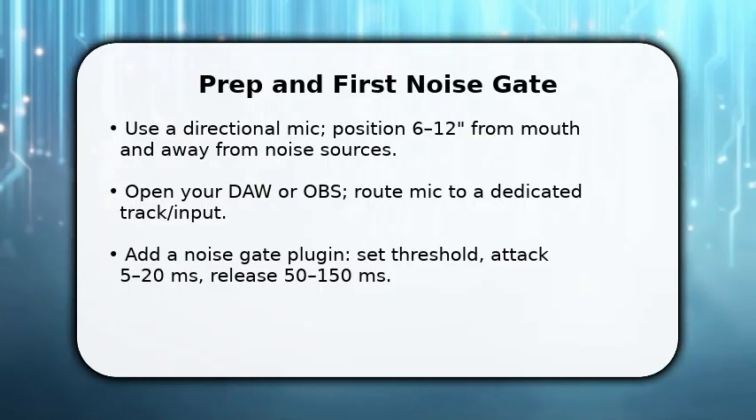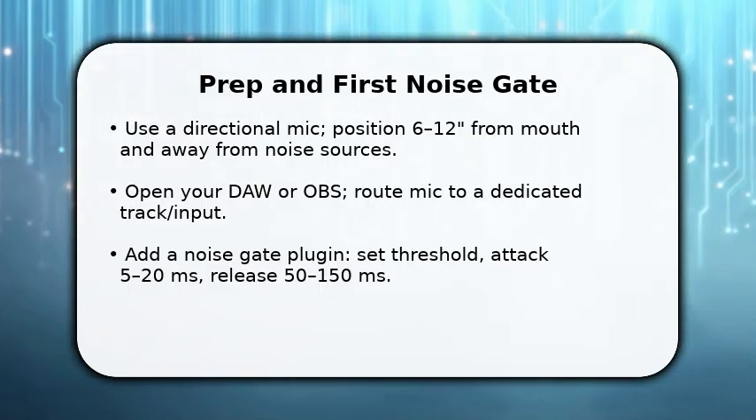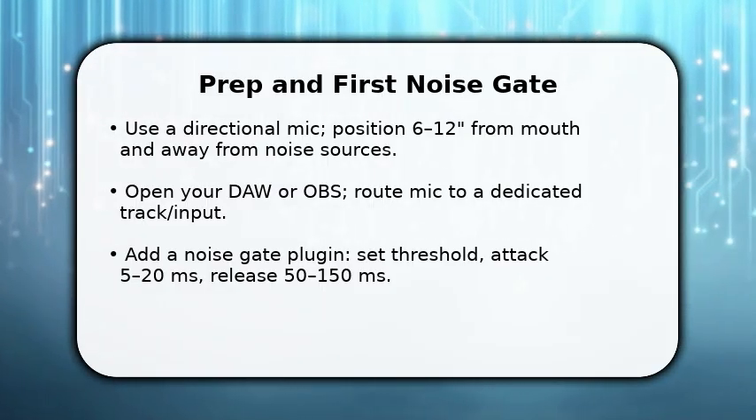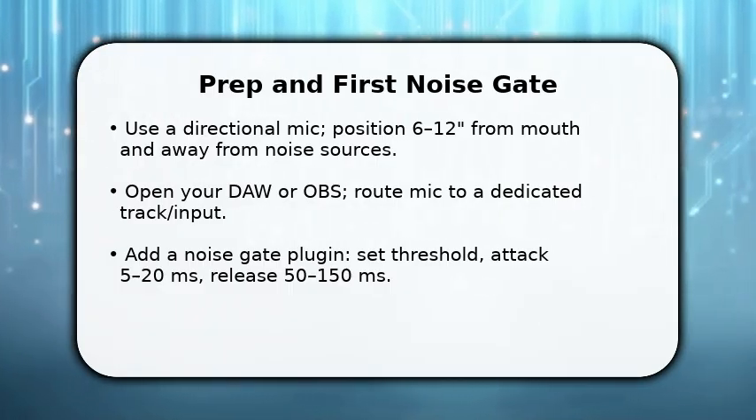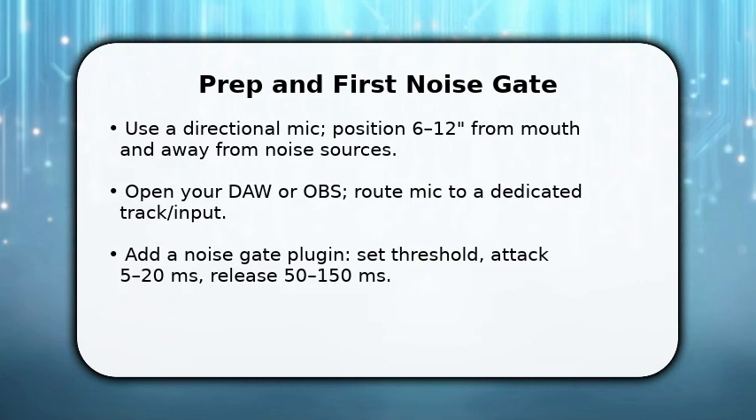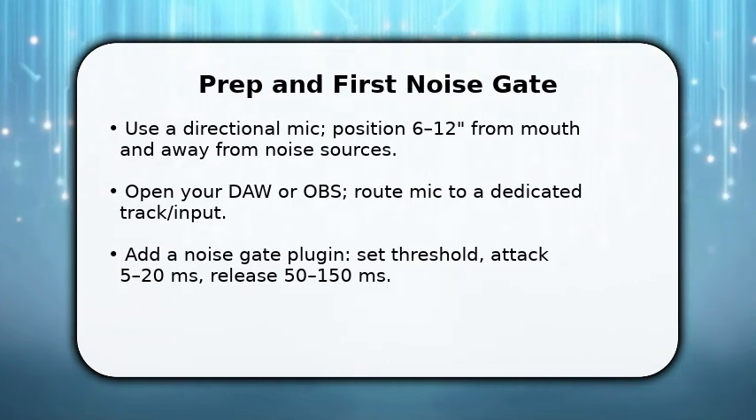Set the threshold so quiet background falls below it, then tighten attack to 520 milliseconds and release to roughly 150 milliseconds. This immediately removes low-level hiss and room tone while preserving your syllables.